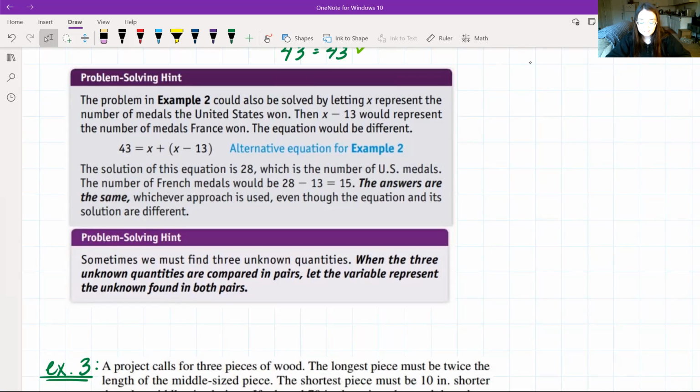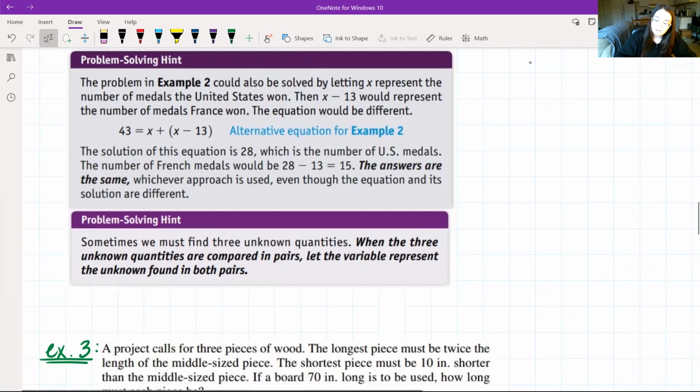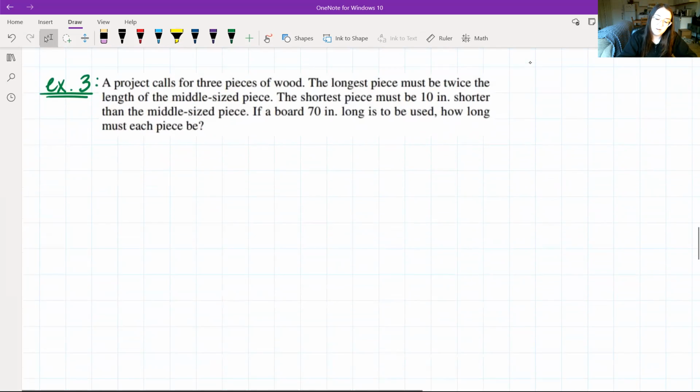Another hint would be that sometimes we must find 3 unknown quantities. And when 3 unknown quantities are compared in pairs, we let the variable represent the unknown found in both pairs. This is just to say that if now we have 3 unknown quantities, we still want to use the same variable and just express them differently or use manipulations of that one variable. So let's do a problem with 3 unknowns.